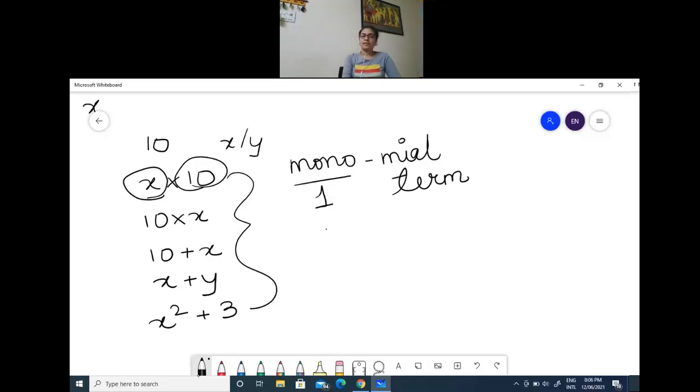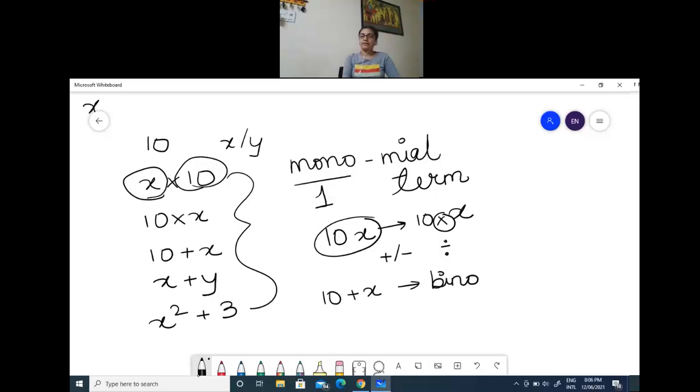Now, you might say that 10x is a monomial or a binomial. So please remember 10x is a monomial. Why? Because 10x it means 10 into x, and multiplication and division, they do not separate out the terms. Terms are separated only by plus or minus sign. So if I give you 10 plus x, then it is a binomial. That is, it has got two terms. 10 and x is the other term.